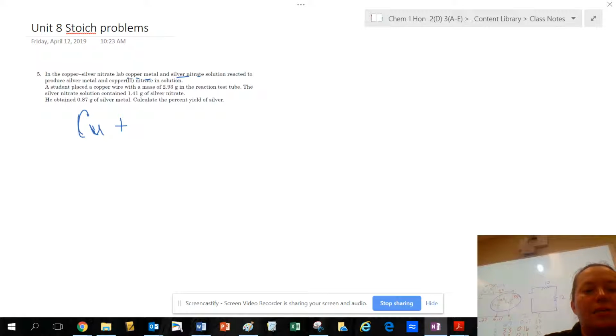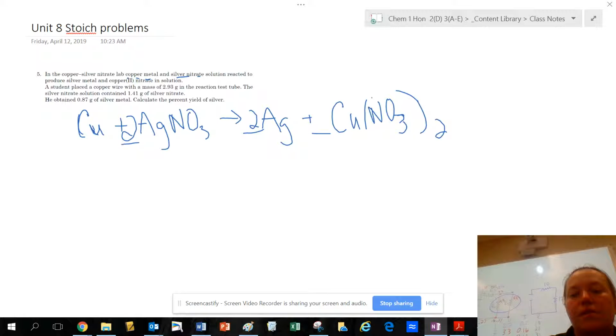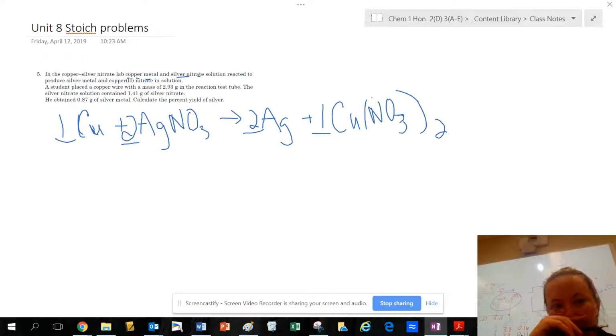Copper reacts with silver nitrate. And remember, we've practiced writing these all out. So we're going to have silver metal and copper 2 nitrate, so Cu(NO3)2. We need to balance, and so we're going to have a 2 out front here. And we're all set.